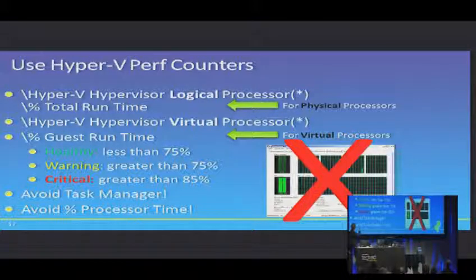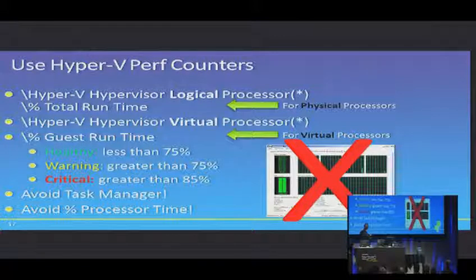The first one is really useful: Hypervisor Logical Processor Total Runtime. This is your one reliable point in the system that tells you how much CPU usage is happening on the box. There is no other counter on a Hyper-V system that will reliably tell you how much CPU is being used, because every other counter doesn't include CPU time spent in the hypervisor. This is the only counter that takes CPU time spent in the parent partition, in each of the virtual machines, and inside the hypervisor itself, and gives you a figure. That's the number you need to look at.